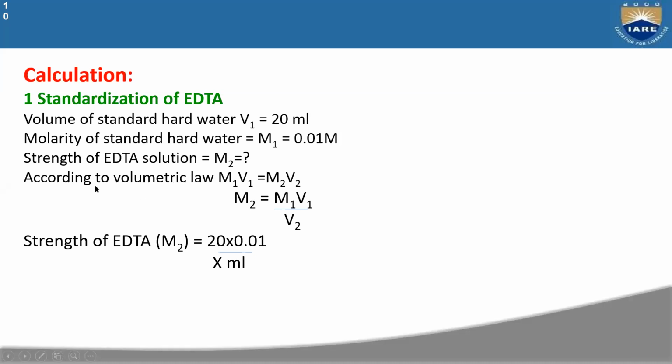Okay, here, according to the volumetric law, M1 V1 is equal to M2 V2. So the M2 value we have to find out. So M2 is equal to M1 V1 by V2. So strength of EDTA, M2, is equal to 20 into 0.01 by x ml.